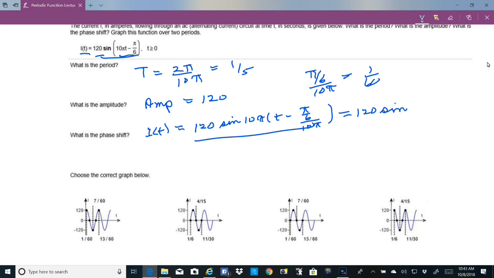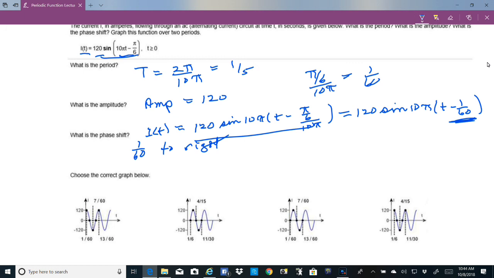sine of 10 pi times t minus 1/60th. So the phase shift is 1/60th to the right. Notice if this is negative, the phase shift is to the right. If it's positive, the phase shift is to the left.